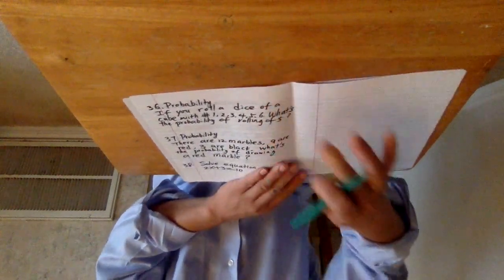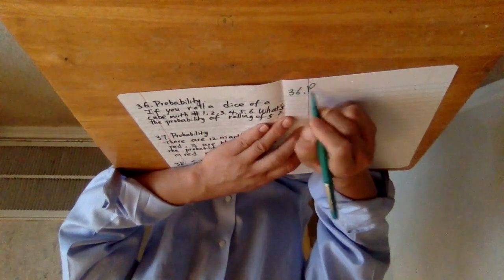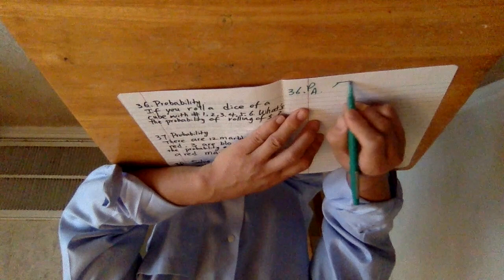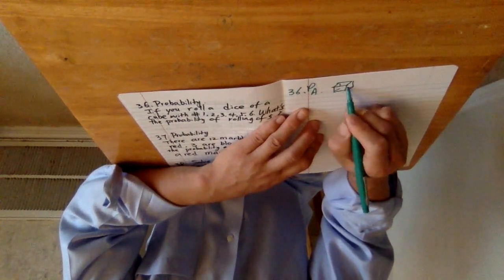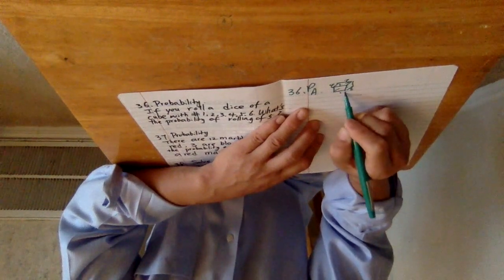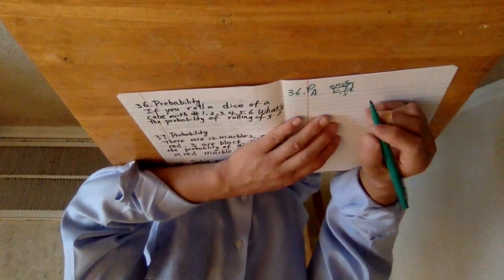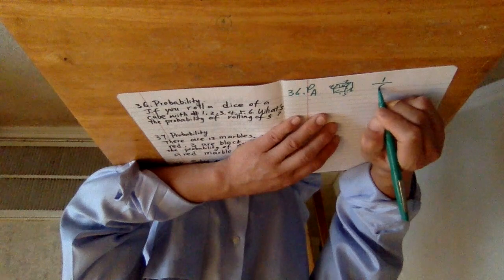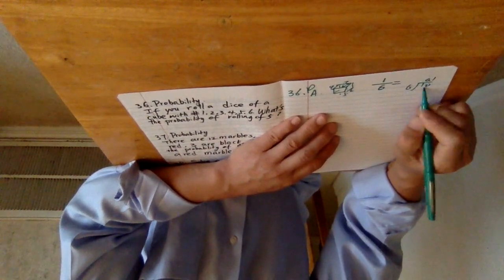Number 35, probability. If you roll a die with 1, 2, 3, 4, 5, 6, what's the probability of rolling a 5? We have only one 5, so 1 out of 6 chances. 1 divided by 6.